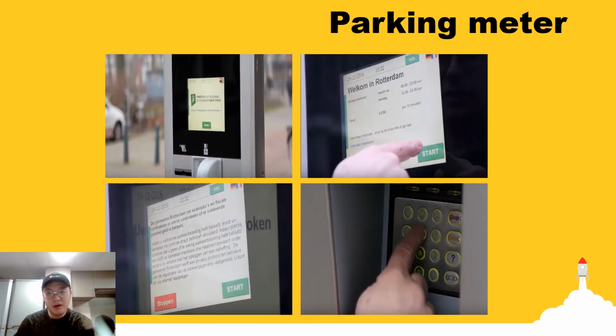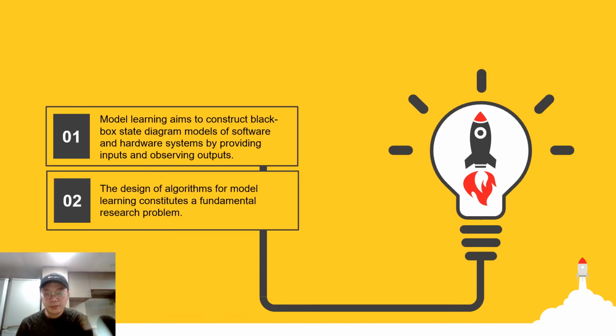For example, this picture shows several steps to pay by using a parking meter. We will explore this machine by pressing some buttons and observing the results when using it for the first time. There may be some mistakes, but we will eventually figure out how to use and operate this machine. In the example of the parking meter, we introduced how humans learn by interacting with machines.